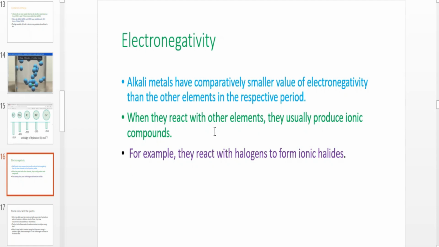What do you mean by electronegativity? I am repeating this. Electronegativity, the tendency of an element to gain electrons, is called what? Electronegativity. The alkali metals have small values for electronegativity.